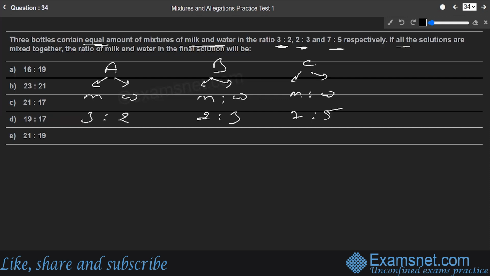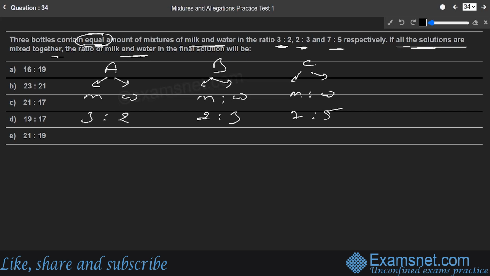What they say is, if all the solutions are mixed together, and mind you, all the bottles contain equal amounts, so the quantities can be taken as equal. So if all these are mixed up, then we are supposed to find out the milk and water ratio in the final solution. Okay, that's what the question is ultimately.